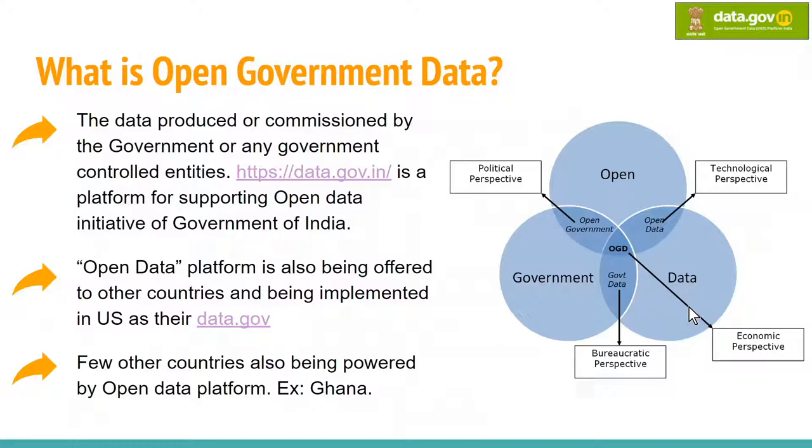Let's understand open government data. OGD means the data produced or commissioned by the government or any government controlled entities. The site data.gov.in is an Indian government website, a platform for supporting the open data initiative of the government of India. As the title defines, the data is open, which means it is freely used, reused, or redistributed by anyone. It's good to know that the open data platform is also offered to other countries and is implemented in the United States as their data.gov. A few other countries, including Ghana, are also powered by the open data platform.